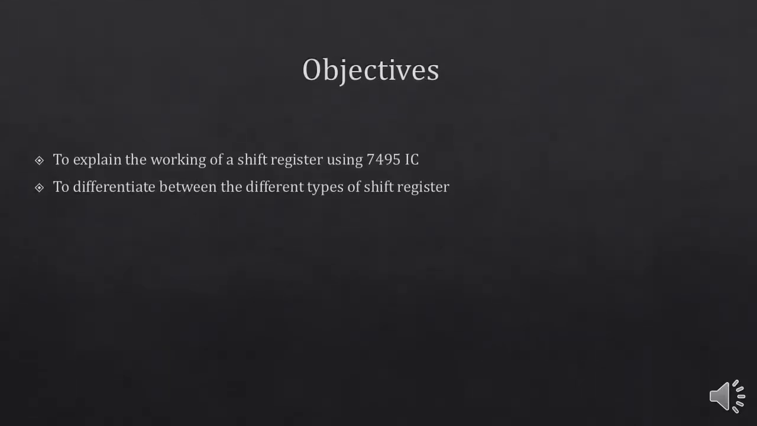There are two objectives of this lab. First, to explain the working of a shift register using 7495 IC. Second, to differentiate between different types of shift registers.